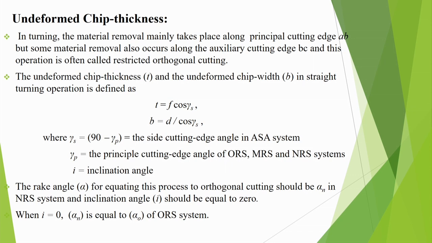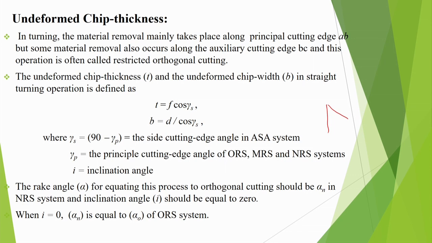If the tool is like this, straight, then the side cutting angle is 0 and t becomes f. So that means the uncut chip thickness is equal to f in that case, otherwise also it is f times cos gamma s. So that means if I double the feed, then my uncut chip thickness will double. Depth will not have any influence.